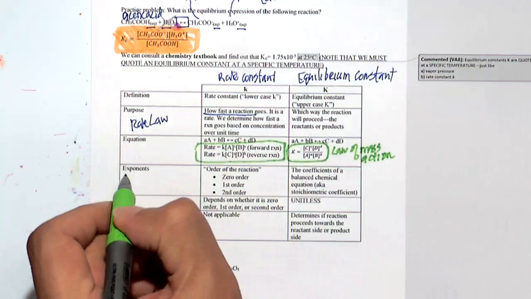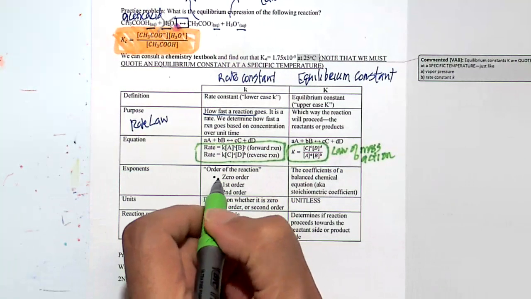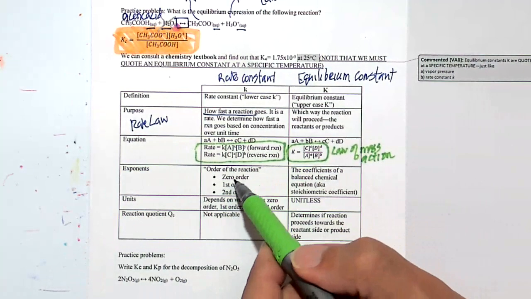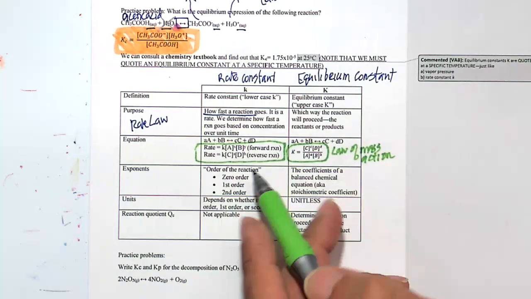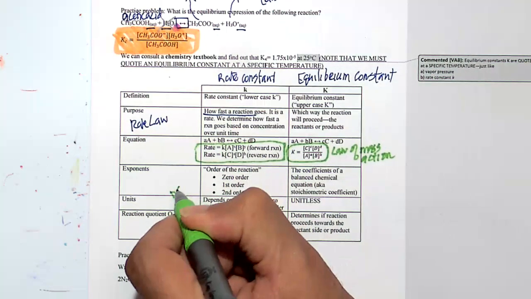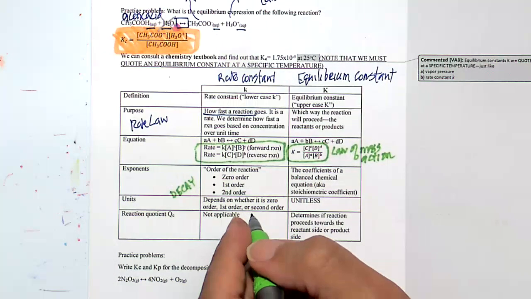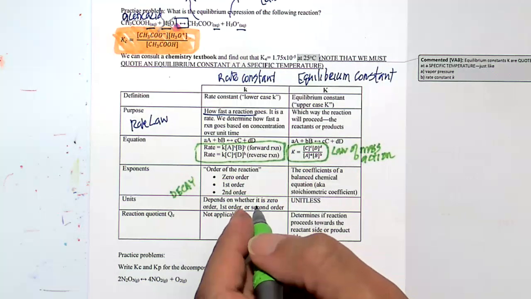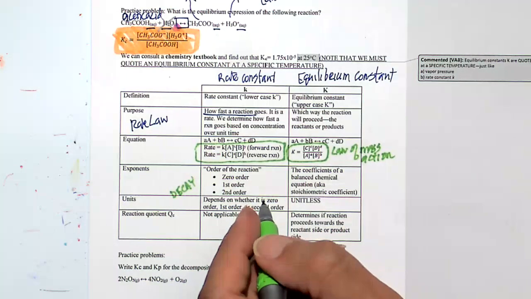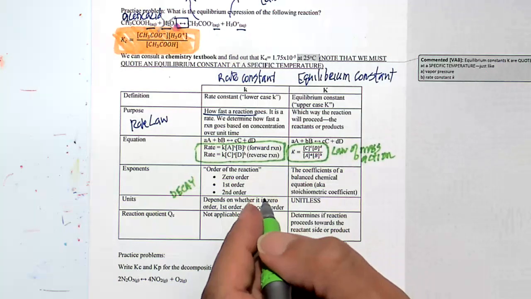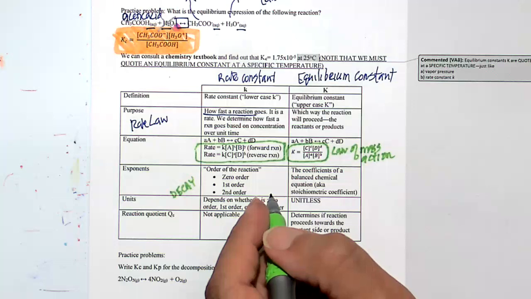Right, there are some exponents. Here are the exponents in our rate law. They can tell us whether that reactant, it's all about decay now for this guy. It's all about decay. The exponents in a rate law tell us whether the decay is zero order, first order, or second order. So we'll use that sheet on the exam for the rate constant.